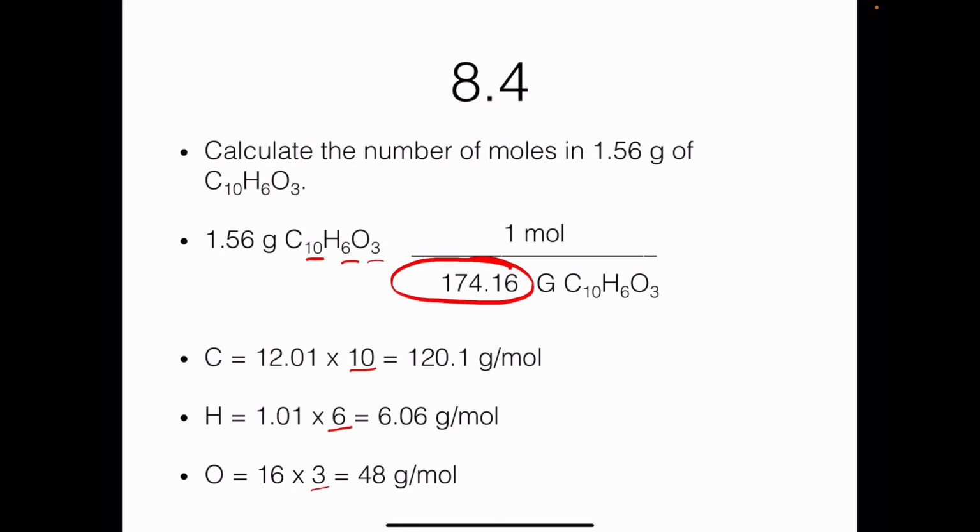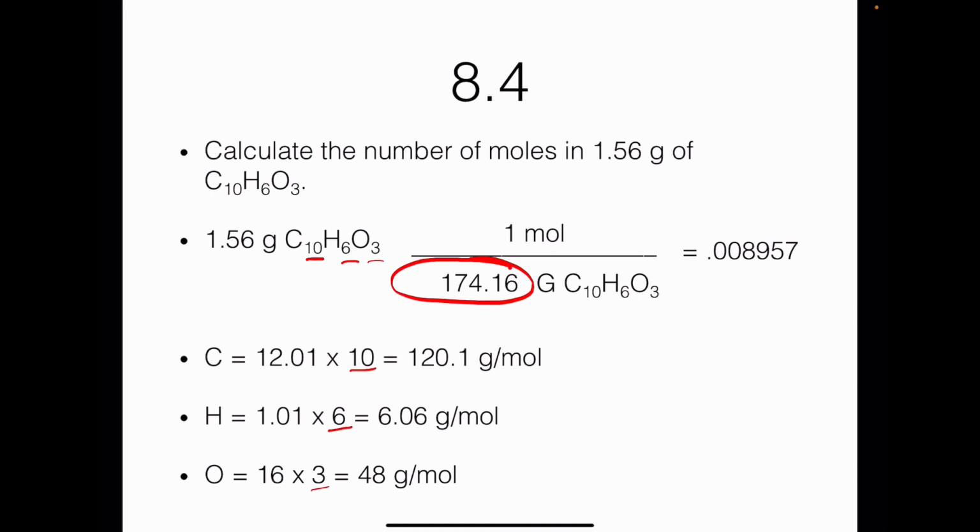So now I've calculated the molar mass, and I'm just using the molar mass to be able to convert from grams to moles at this point. So when I've set up this problem, it's set up in a way that since the molar mass is on the bottom, I'm dividing 1.56 by 174.16 to get my answer. And here I get 0.008957. Is this my final answer?